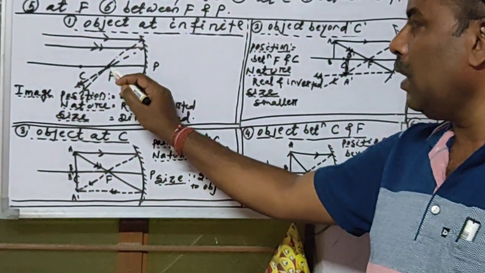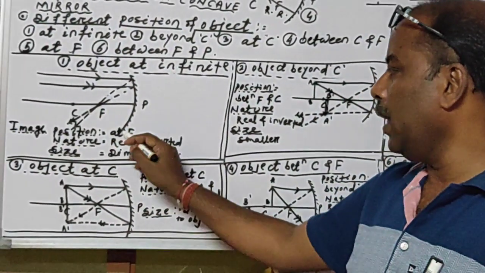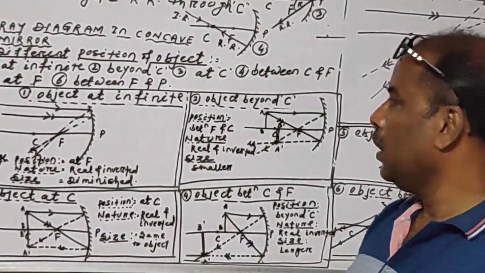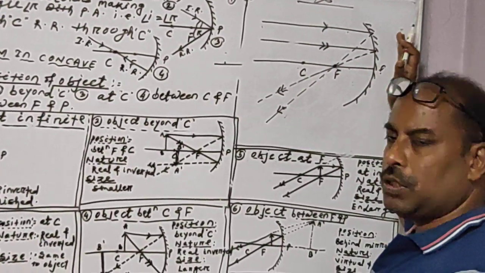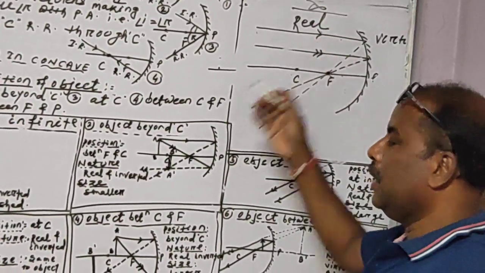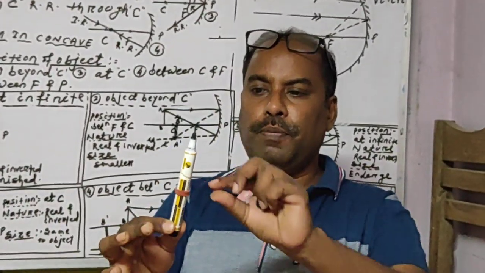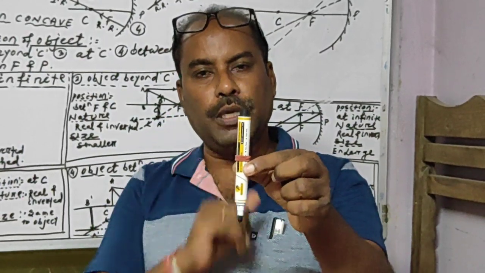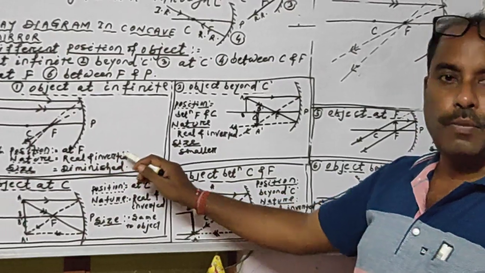The position of the image is where it is intersecting. Where is it intersecting? At F. So the position is at F. Nature will be what? Real. Why real? Because in a mirror, if the left side is where the object is, this side is real and this side is virtual. If it is real, then it will be inverted. Inverted means, suppose this is the object, and the image is forming like that, this is called an inverted image. So a real image will be inverted. As it is a real image, definitely we have to write inverted.